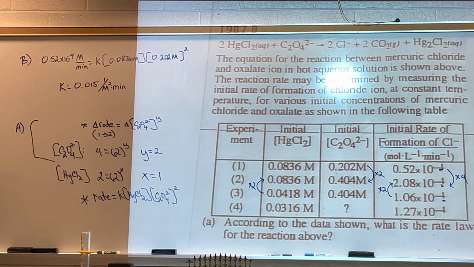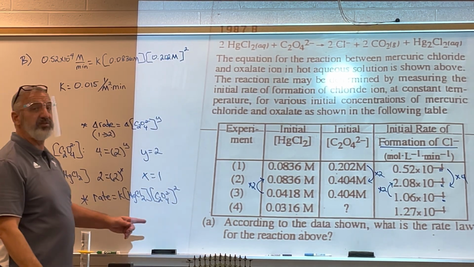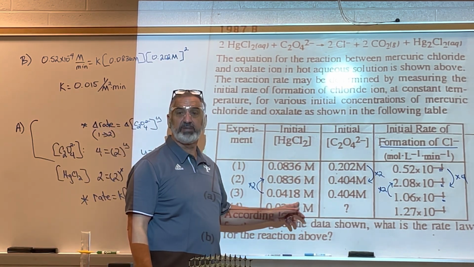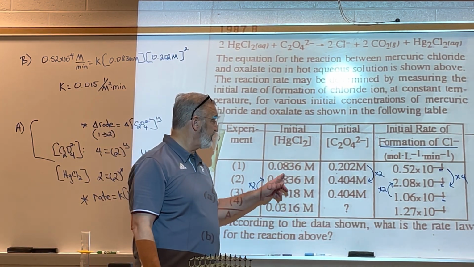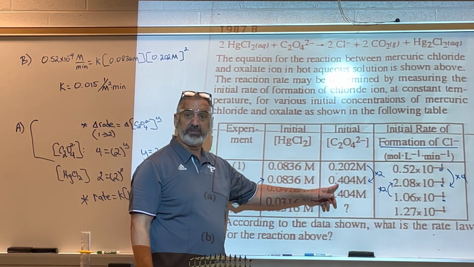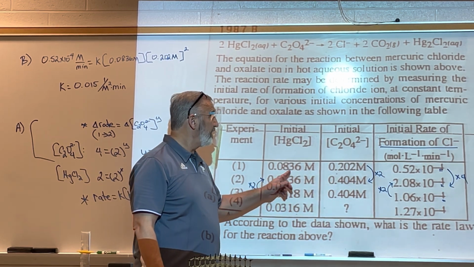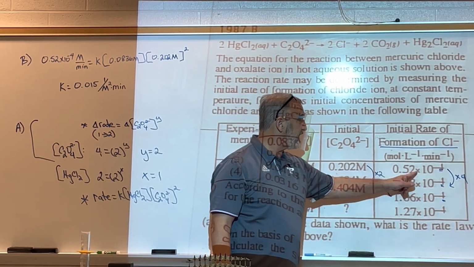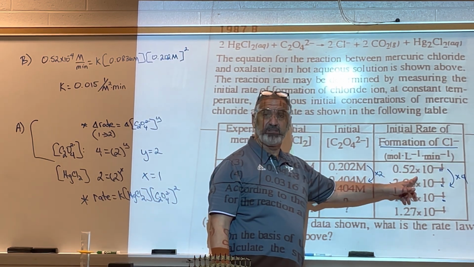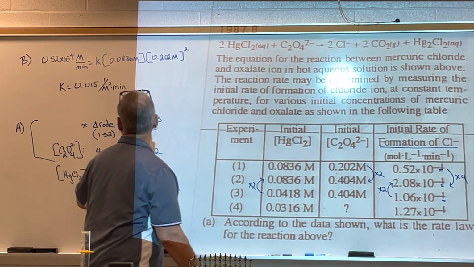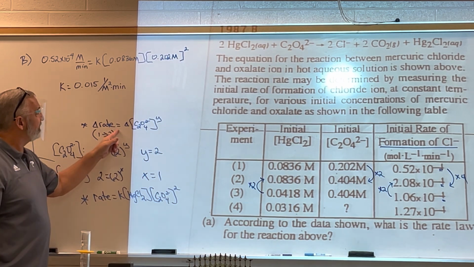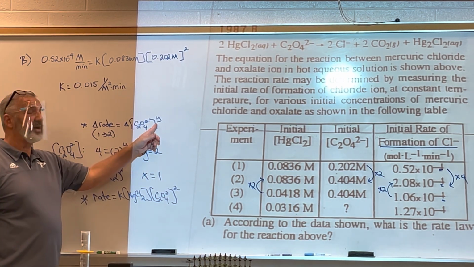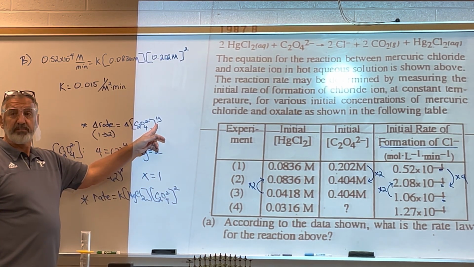Okay? So, does everybody understand this part? How we're getting the exponents? You just keep one constant, change the other one. Compare the change to the change in the rate. Okay? It's always going to be your change in rate is equal to the change in the concentration to some power. Okay?